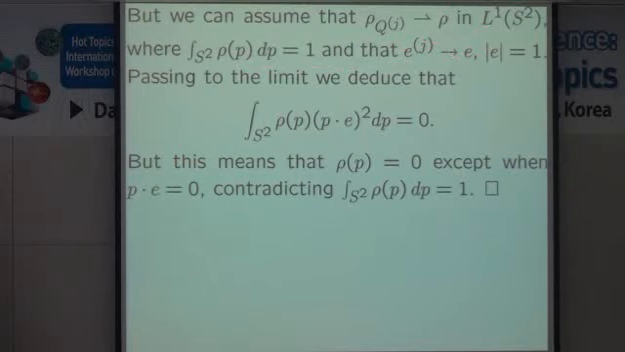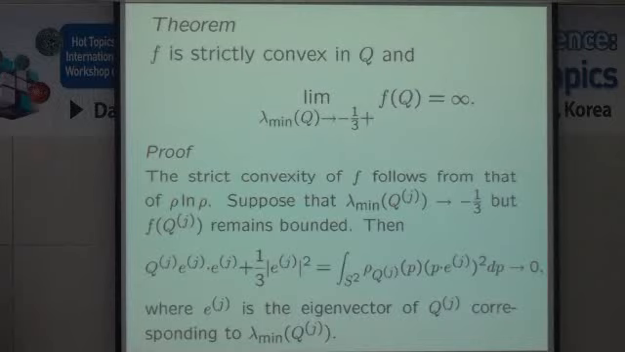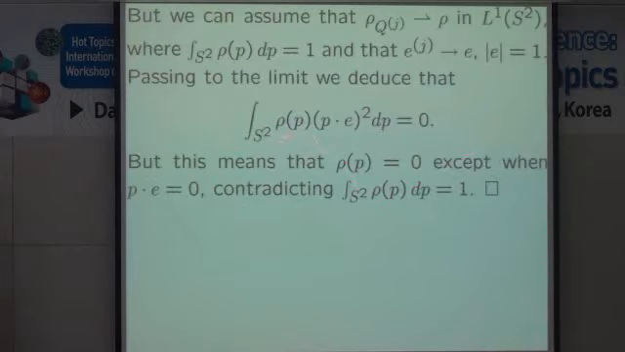And so passing to the limit in here, this is just going to (P dot E) squared. And this is an integral, so weak convergence will tell you that it goes to the integral of rho (P dot E) squared dP, which is 0. So what does that say? Well, that says that rho is 0 unless P dot E is 0. So that means that rho is 0 except on the great circle which is perpendicular to E. So rho is 0 almost everywhere, so its integral is 0, but its integral is 1. Contradiction. Okay.